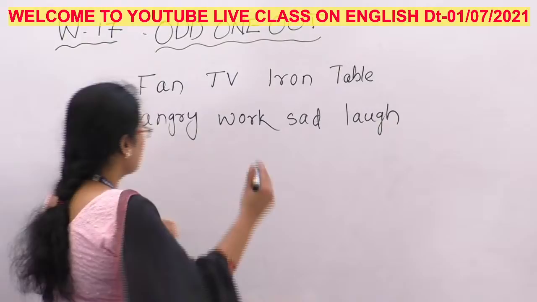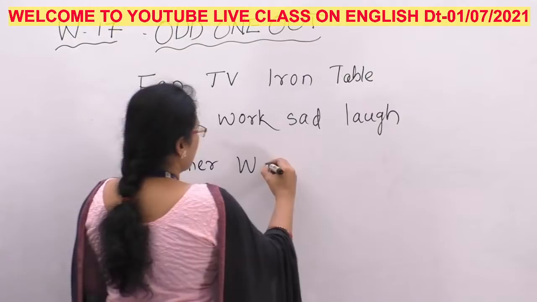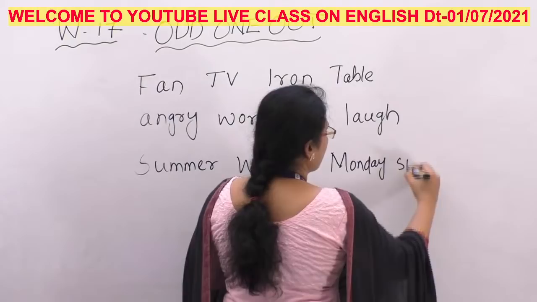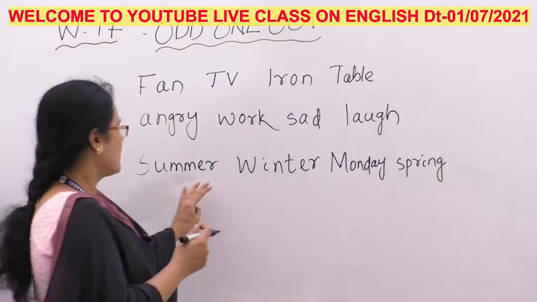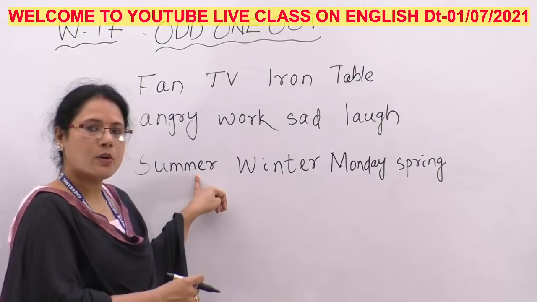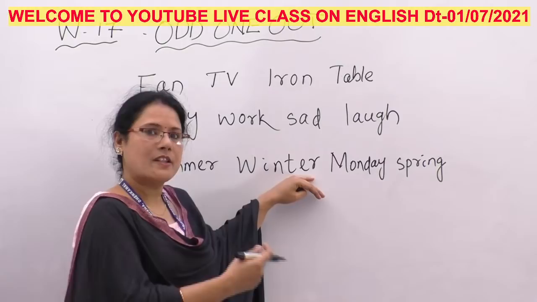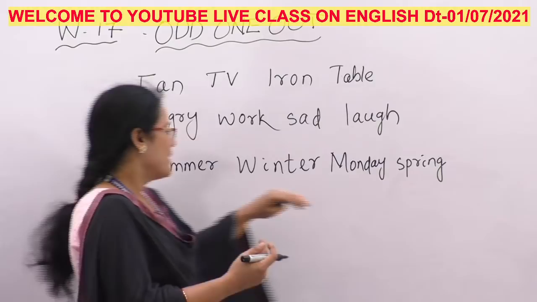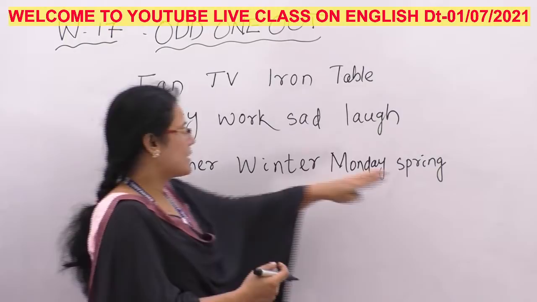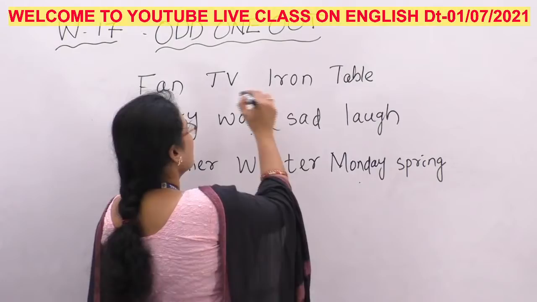Then students, summer, winter, Monday, spring. Tell me, who is the odd one out? Summer is a season, the hot season. Winter is the cold season. Spring is the season of flowers. So, summer, winter, spring are the same. And who is the odd one? Monday, it comes from the days of the week. So, summer, winter, spring are the same and Monday is different. Then put it in a different box.